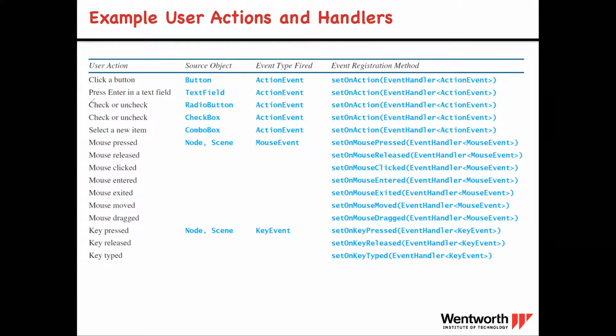When you press enter in a text field, when you check or uncheck, say, a radio button or a checkbox or a combo box, all of these are the same type of event. You all use set on action and you all use action events. Now for mouse presses and mouse movements, so pressed, released, clicked, entered, exited, and moved, these are all mouse events. And so you use the set on mouse and then the thing you want: pressed, released, clicked, entered, exited, moved, dragged.